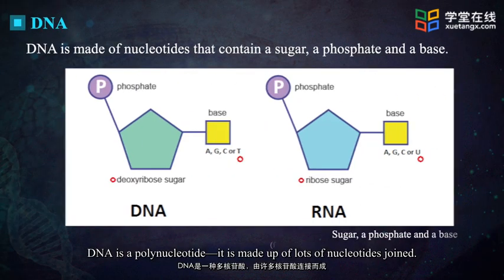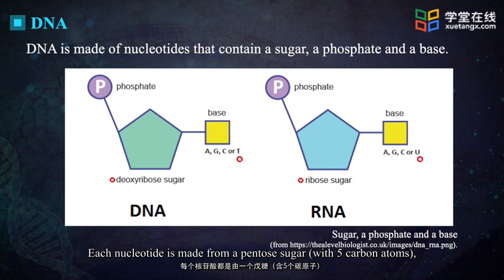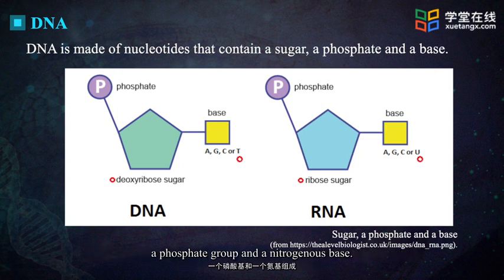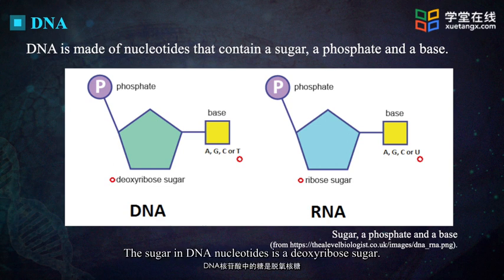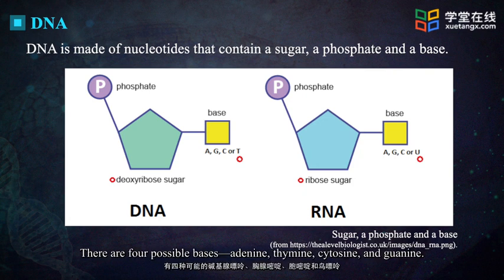DNA is a polynucleotide. It's made up of lots of nucleotides joined. Each nucleotide is made from a pentose sugar with 5 carbon atoms, a phosphate group, and a nitrogenous base. The sugar in DNA nucleotides is a deoxyribose sugar. Each nucleotide has the same sugar and phosphate. The base on each nucleotide can vary though. There are 4 possible bases: adenine, thymine, cytosine, and guanine.